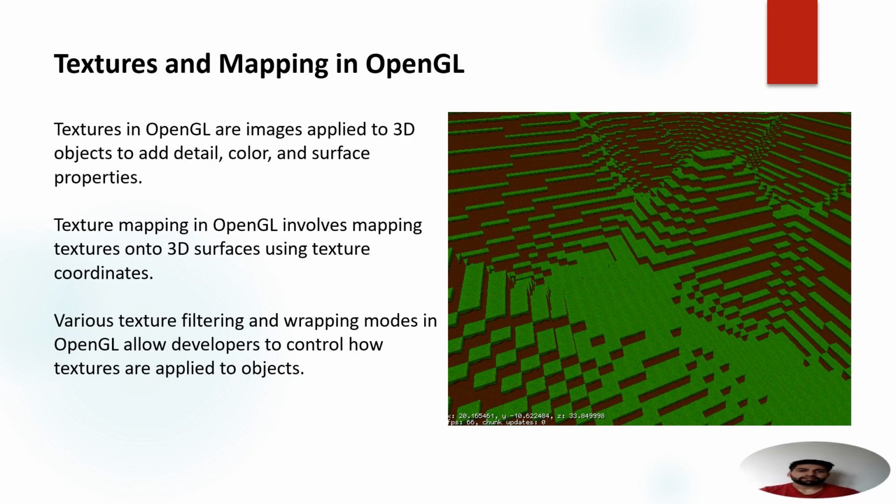Texture and mapping in OpenGL. Textures in OpenGL are images applied to 3D objects to add detail, color, and surface properties. Texture mapping in OpenGL involves mapping textures onto 3D surfaces using texture coordinates. Various texture filtering and wrapping modes in OpenGL allow developers to control how textures are applied to objects.